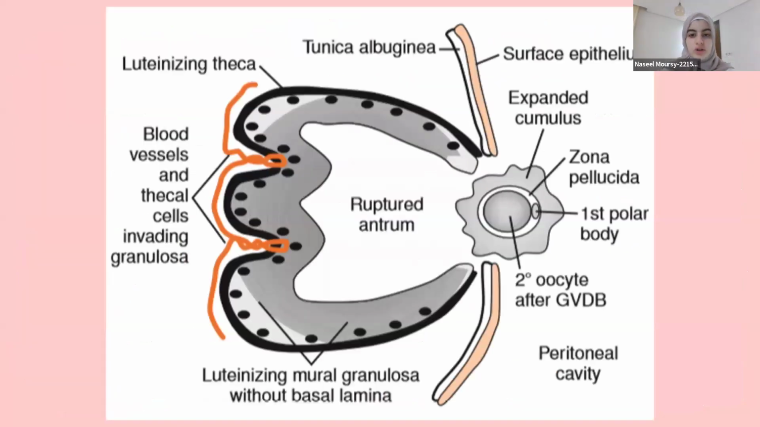So this is a picture showing the moment of ovulation. This is the wall of the ovary. This is the follicle, the dominant one, and this is the ovum that was released with the cumulus cells around it. Now, up here, we see the blood vessels and the thecal cells are going into the granulosa cells because the basement membrane is now broken.